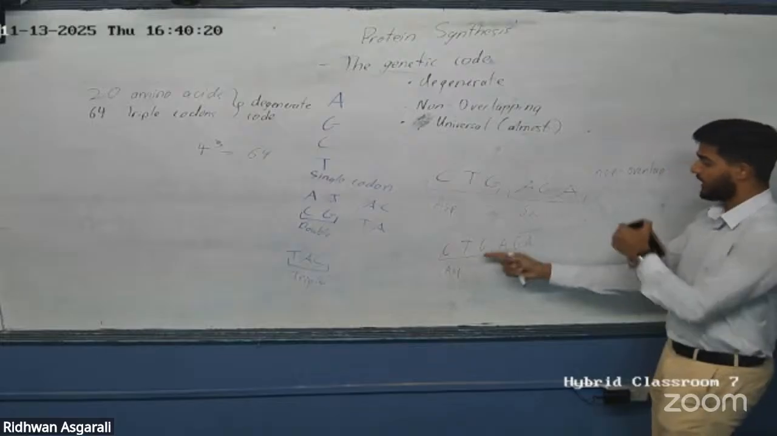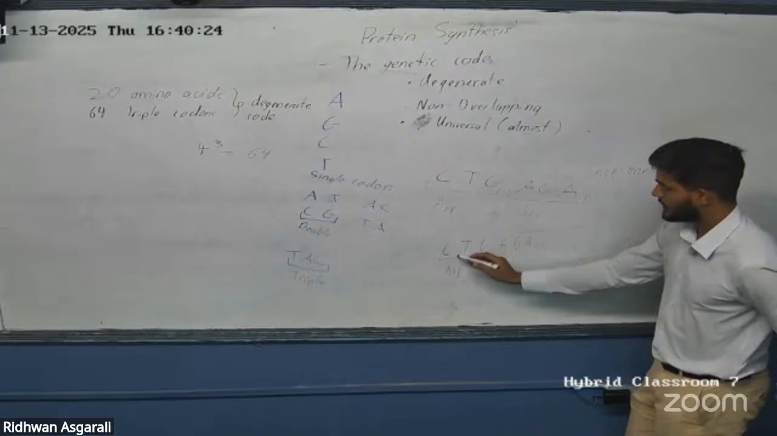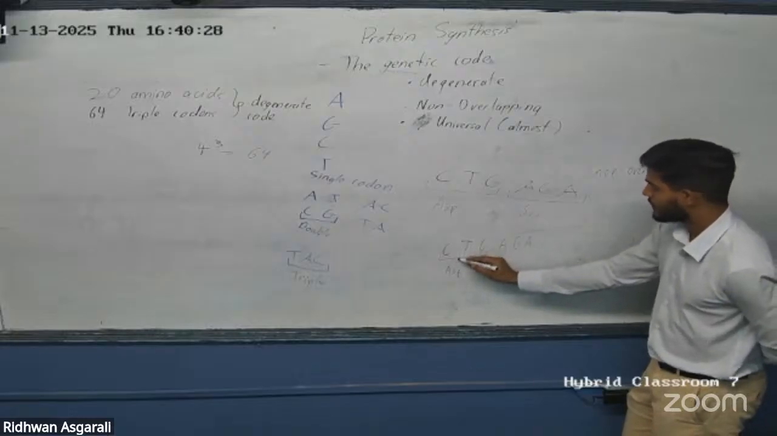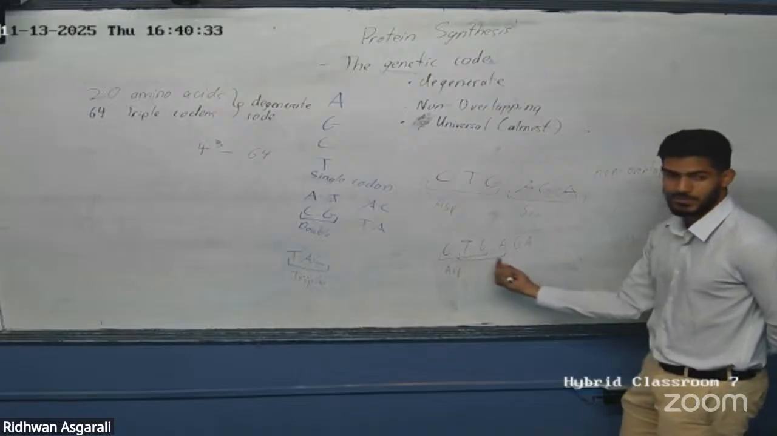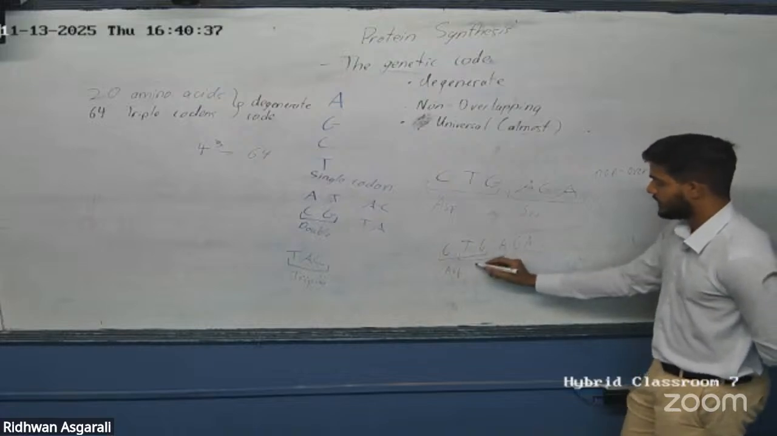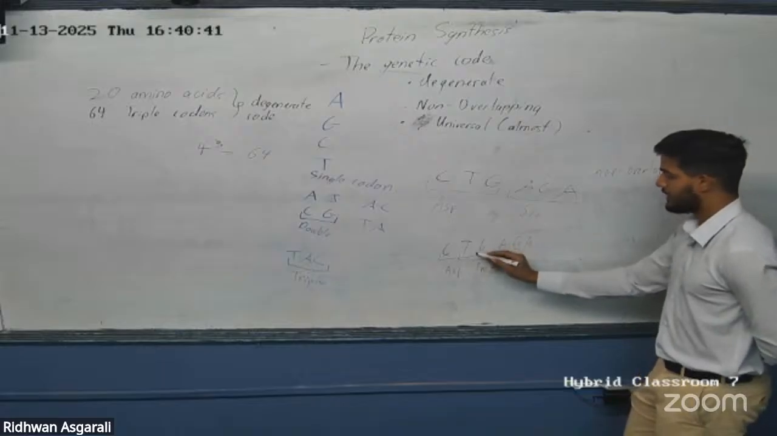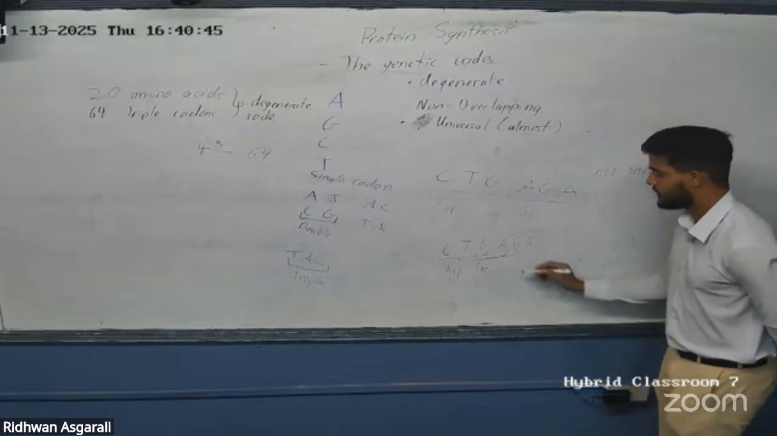So in non-overlapping, it will leave this one and go to the next. For overlapping, it will start in between. So it starts at T, then goes to TG. It has an overlap between the codes. One TGA code will give THR. And then when it reads again, it'll read from G in a triplet to the other G. So it's GAG.